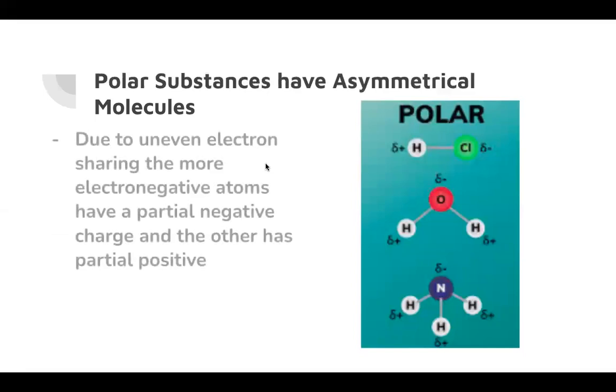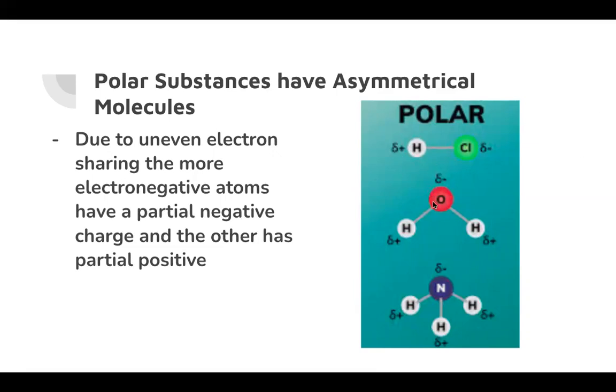Polar substances are going to have asymmetrical molecules. And because they're asymmetrical and because of electronegativity value differences, the more electronegative atom is going to pull more of the negative charges, or the negative electrons, towards it. When it does that, it creates what we call a pole, and they actually get referred to as dipoles.